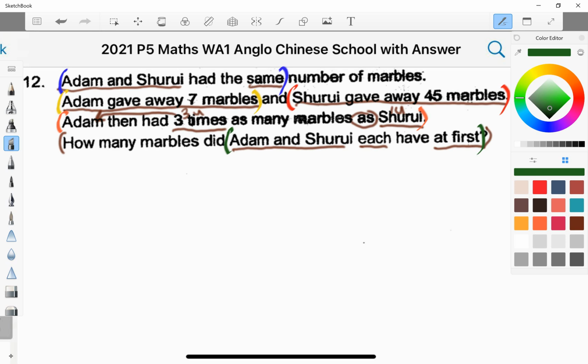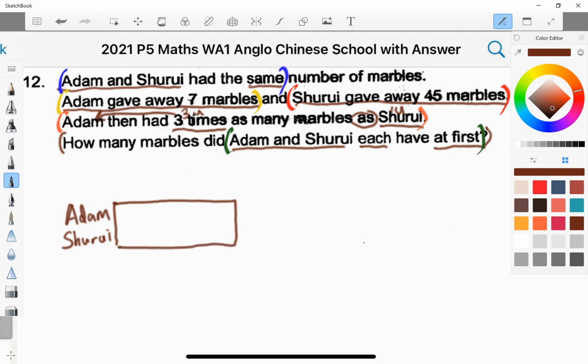So having done my annotation, I will need to draw my model. Let me show you how the model is done. I'll label Adam and Shure. I'm mindful that my model, my drawing, cannot be too near to my question. So at the start, I will draw a rectangle of a good size. Good size meaning it shouldn't be too big, nor too small. And I'll slice it into 2.